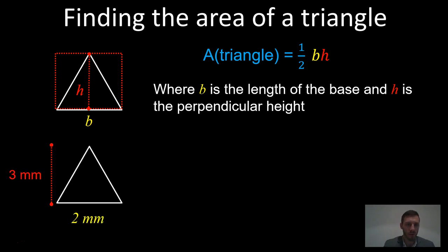Let's look at a triangle of height 3 millimeters and base 2 millimeters. We rewrite our formula with our values, and we evaluate, and we get the area of this triangle is 3 millimeters squared.